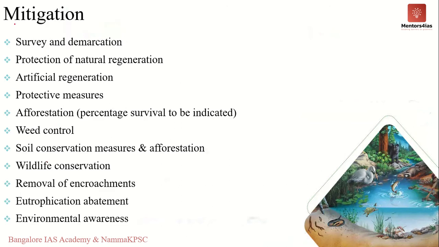Okay, so obviously there are certain steps which can be taken in order to mitigate the damage that has been done to wetlands, and also to prevent further damage. Measures like afforestation, prevention of eutrophication, clearing of encroachments, and environmental awareness go a very long way in mitigating the damage that has been done to our wetlands. Therefore, it is very important that we play a crucial role to ensure that the damage is reversed and also prevented in the future.